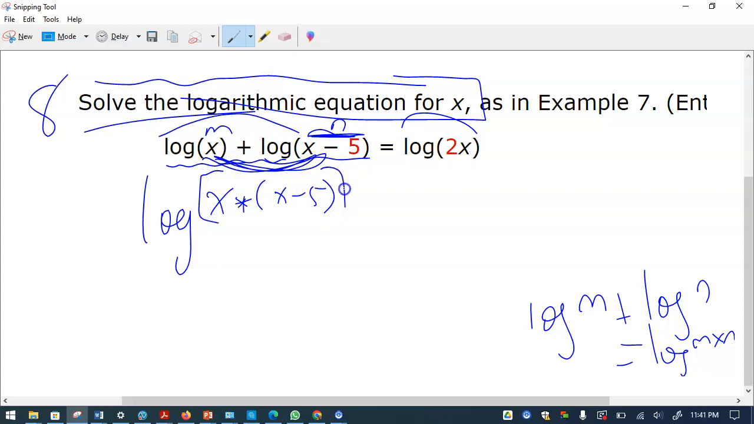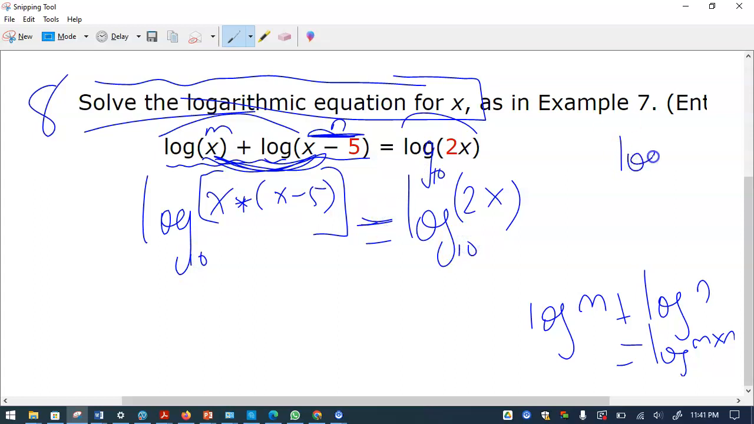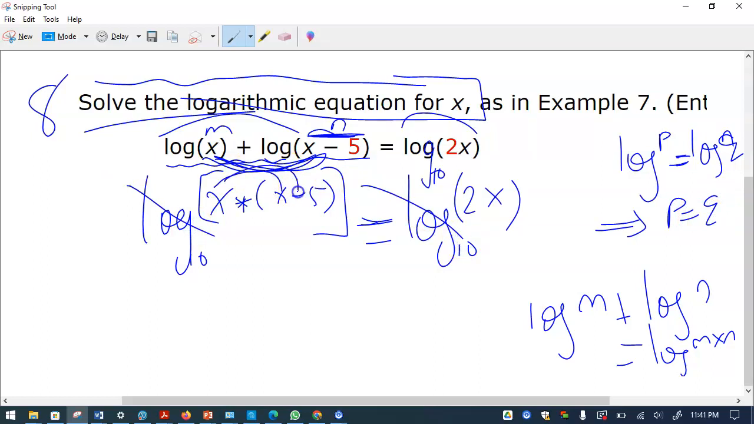So this thing equals logarithm of 2x. Remember, there's no base. No base means 10. So both are base 10. Now when the logarithm of p equals the logarithm of q, and both logs are the same, this means p equals q. That means this log crosses out, and at the same time you can use the distributive property and write like this.